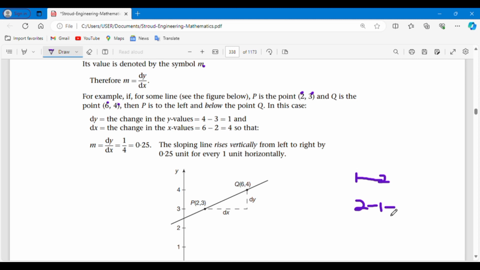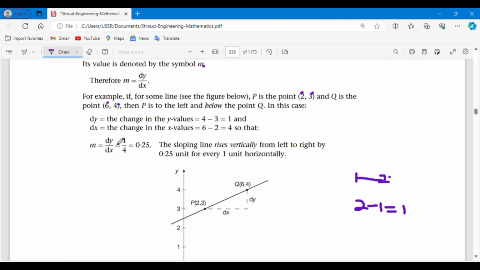That means that the way 1 changes to 2 is 1. That means 1 plus 1 is 2, right? That's the meaning. Did you get it? So that's the reason why the last one here has to come first. That's why it's 4 minus 3, right? That is equal to 1.